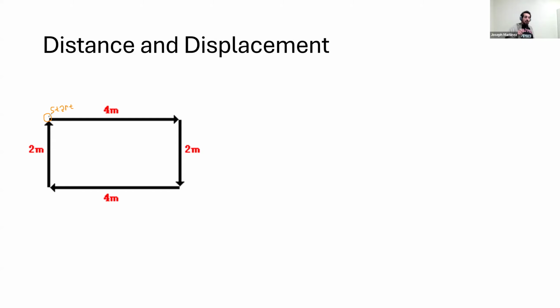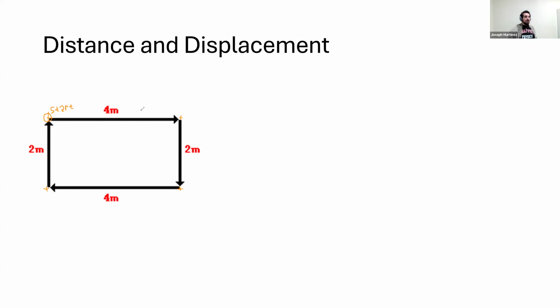So you have an object that has some starting location, and it is going to move along some path. In this case, our object will start at this top left location. What's it going to do? Well, it's going to move along these arrows. It's going to move 4 meters to the right to this location, 2 meters down to this third location, 4 meters to the left to this location, then 2 meters back up.